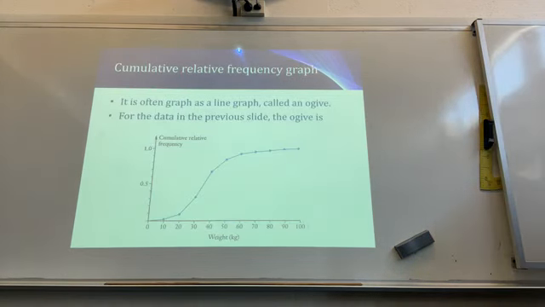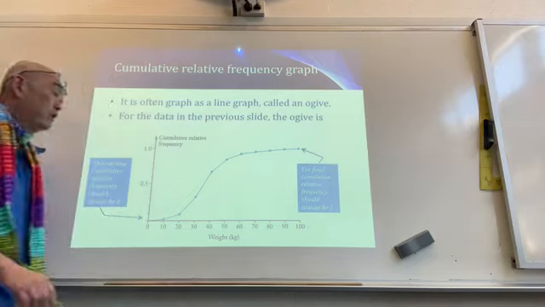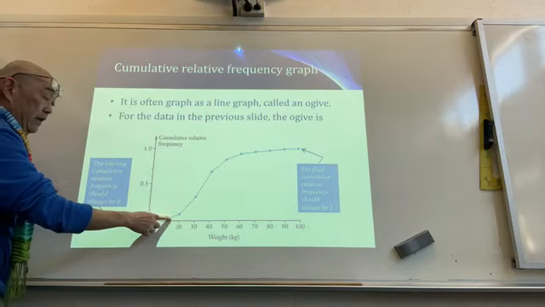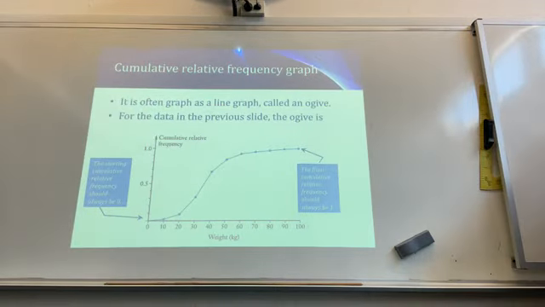All right? So if I plot a cumulative frequency curve, it is often graphed as a line graph, and this shape here is called an ogive. And for the data in the previous slide, the ogive is actually something like this. You can see that the starting cumulative relative frequency should always be 0. And at the end, the cumulative relative frequency should always be 1. Keep on adding up, all the way up to the end. All right? So from 0 to 1.